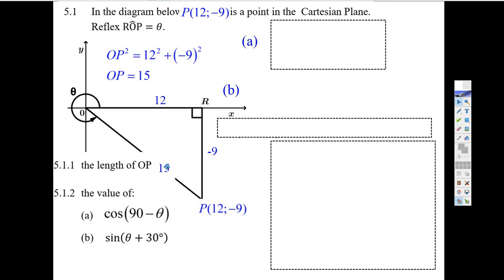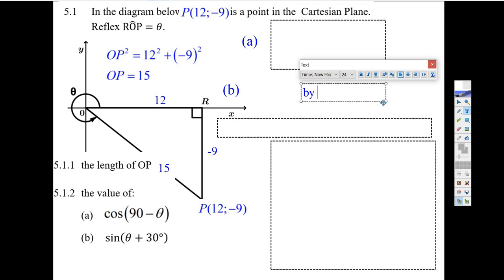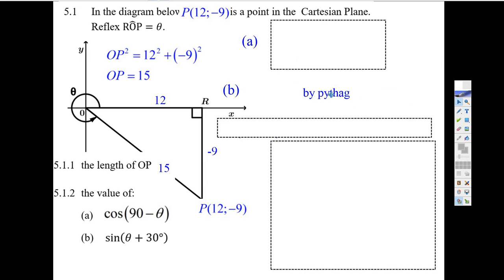And I guess you should say by Pythagoras, too. That's one thing I did leave out there, so let's say it. Because we did it, so we should say it. There we go. That's 15 by Pythagoras.